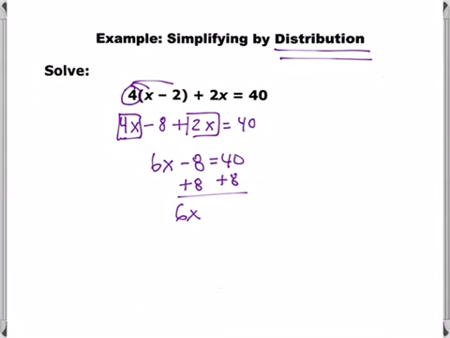We've got 6x equals 48. And now we're going to divide both sides by 6. And in this case, we get x to equal 8.